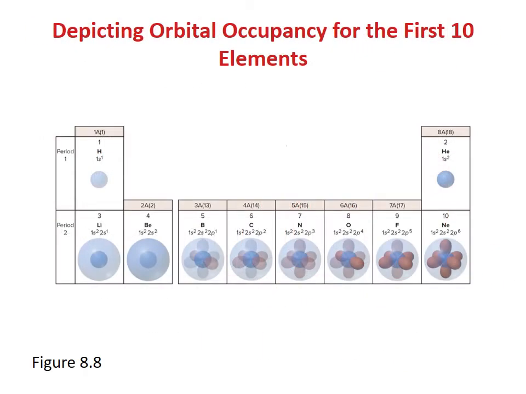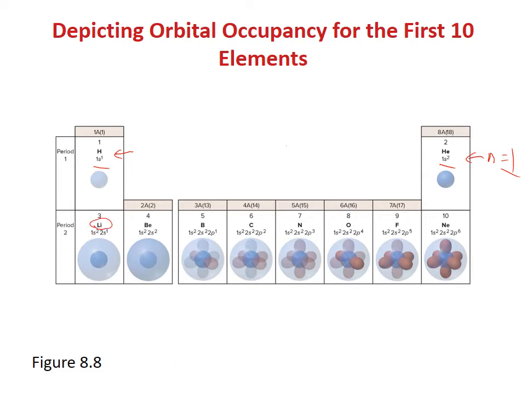Here are the electron configurations for the first 10 elements. The first one is hydrogen with 1 electron in the 1s orbital, so 1s1. Helium has 2 electrons, so 1s2. Up to this point, n equals 1 is full. The 1s orbital can only hold 2 electrons, and when n equals 1, there's only one orbital, the 1s orbital.